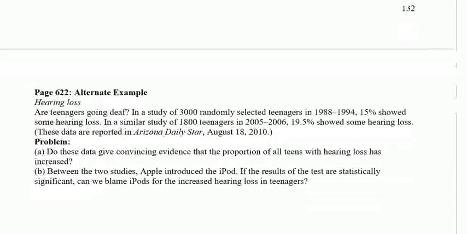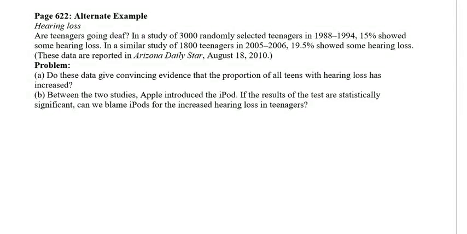So the same problem. Now they want us to ask if they give us convincing evidence. Do these data give convincing evidence that the proportion of all teens with hearing loss has increased? Okay, so we have to do a significance test. And then after that, it says between the two studies, Apple introduced the iPod. If the results of the test are statistically significant, can we blame iPods for the increased hearing loss in teenagers? So we have two questions to answer.